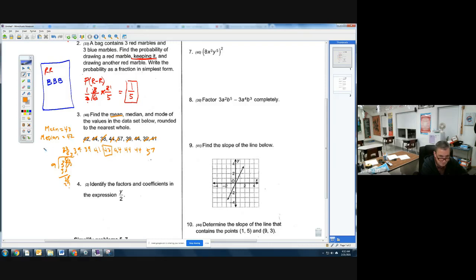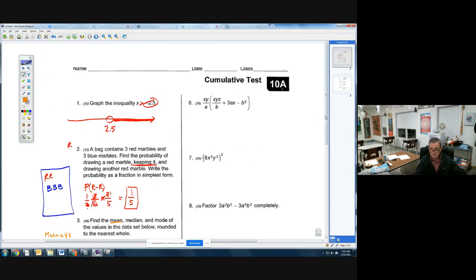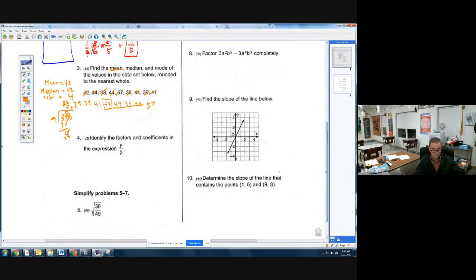And the mode is the one that happens the most. Oops, mode, most, and that would be 44. Look, 43, 42, and 44 seem to be the numbers I am looking for. Problem number 4. This gets a little goofy for you, but eventually you kind of realize this.